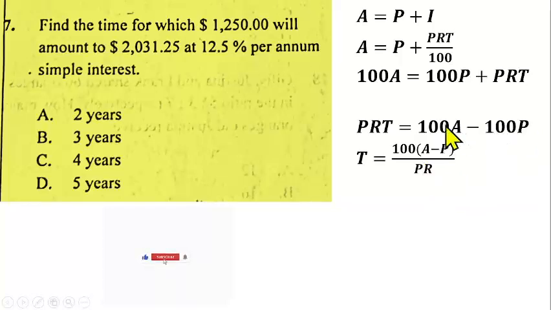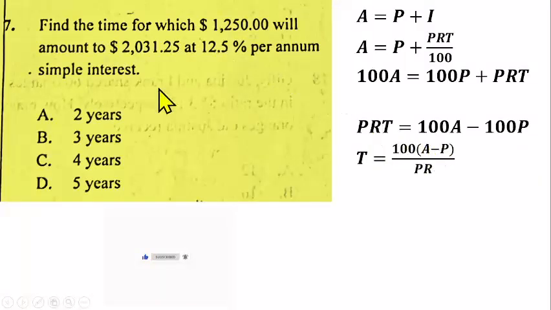But we know that 100 is common to this numerator, so you can factorize 100 out. You have 100 into A minus P over PR. Now that we have made T the subject of the formula, which is the time we are looking for, we can substitute the values given to us.